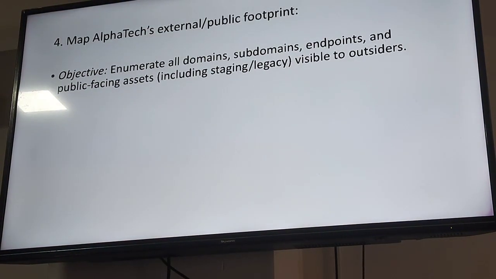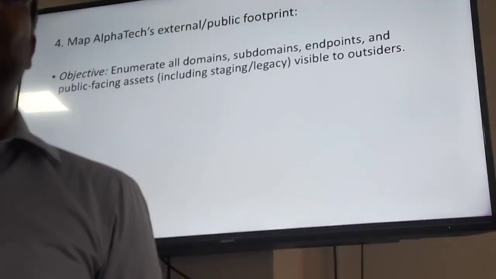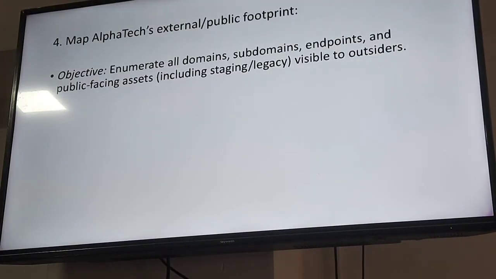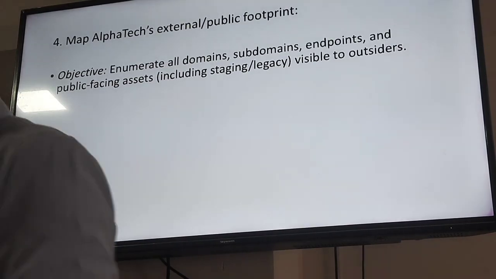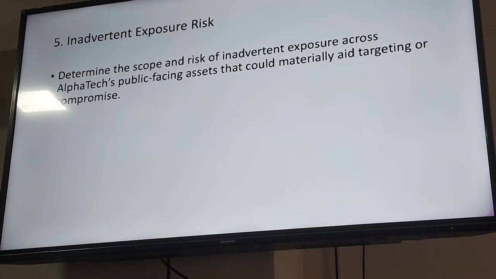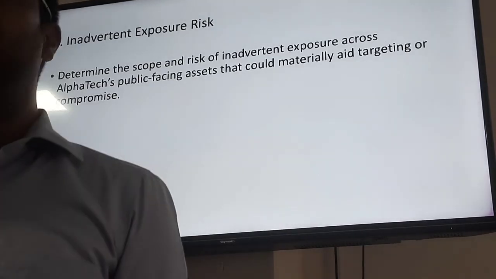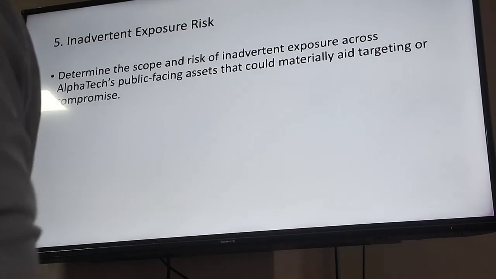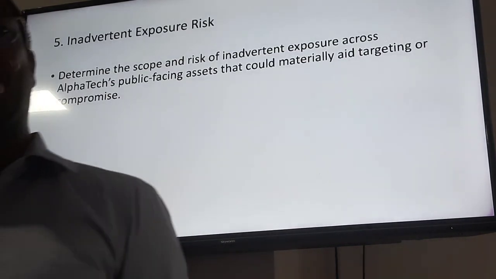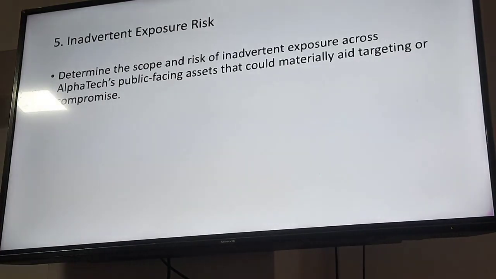Other one. This is the external footprint map. Nobody had given this as a specific answer, but another part for this is: what is our public footprint, right? And number 5, this is inadvertent risk exposure. So out of these 5, this is number 5.